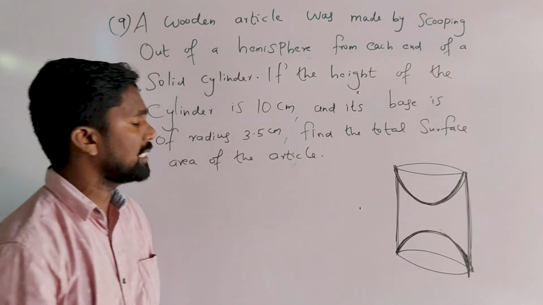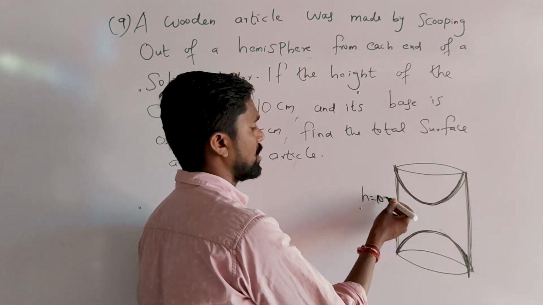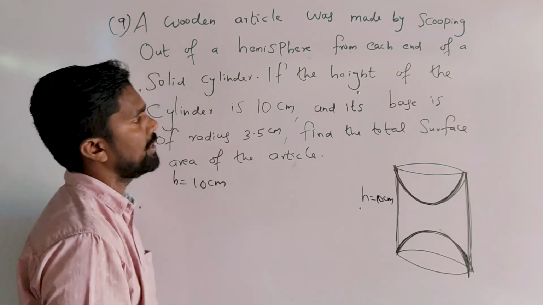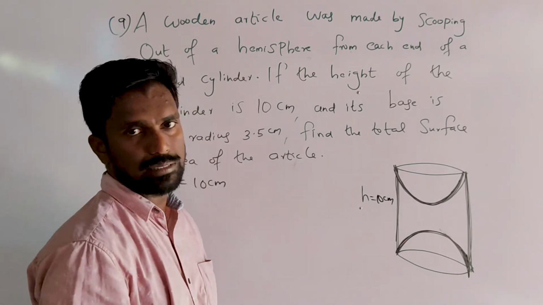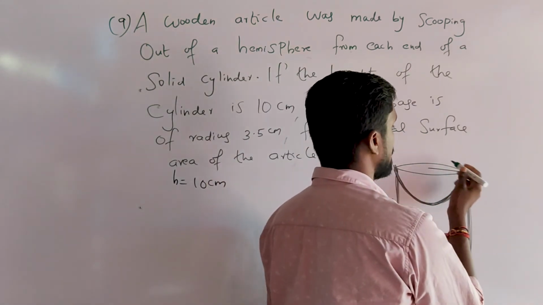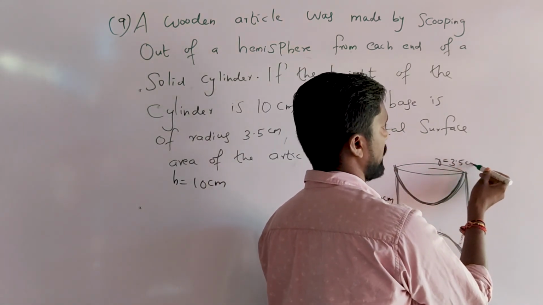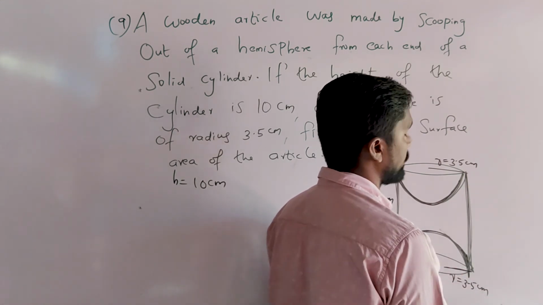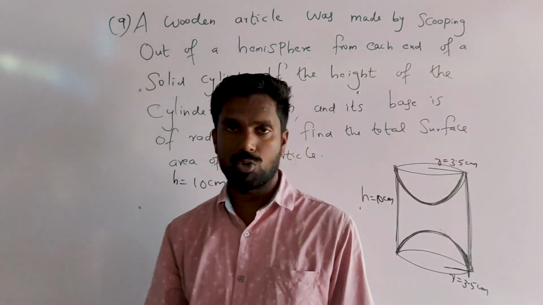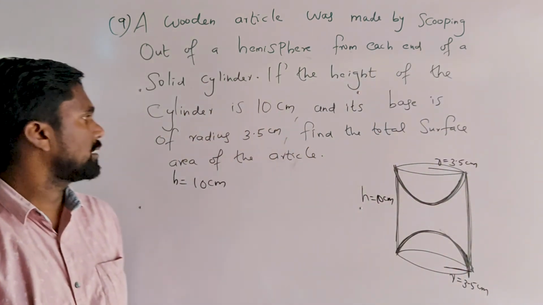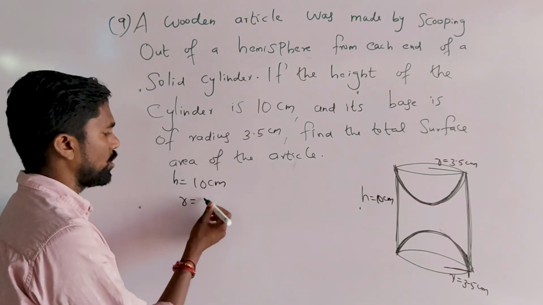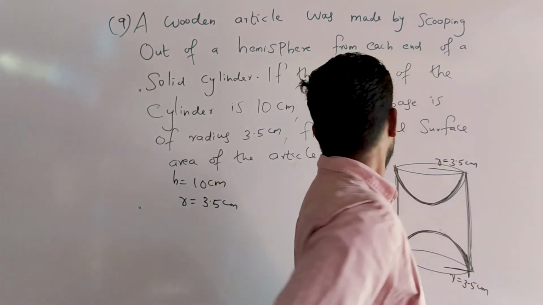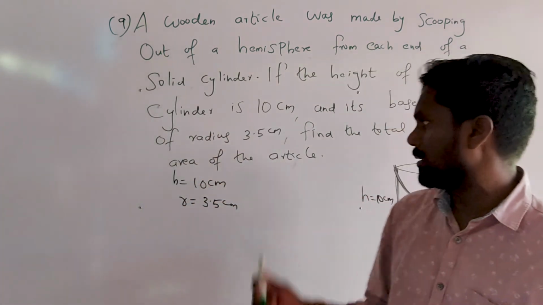If the height of the cylinder is 10 centimeter, h is equal to 10 centimeter. Listen, height of the cylinder is 10 centimeter. Base is of radius 3.5. This is the base radius, that is equal to 3.5 centimeter. That means the cylinder radius is also 3.5 centimeter, and the hemisphere radius is also 3.5 centimeter. They are asking to find out the total surface area of the article.